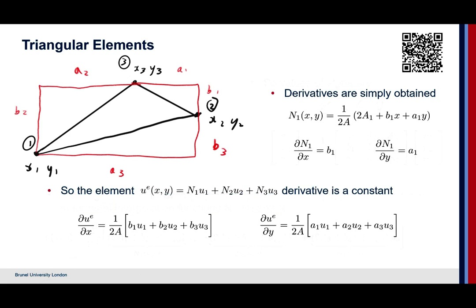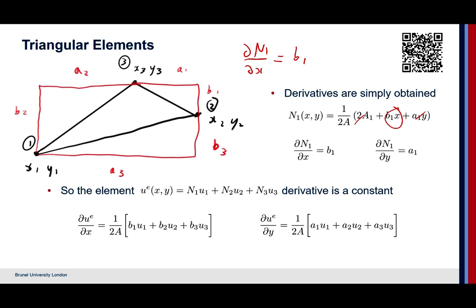So once we've done that, we then have our expression, say, for n1, and then we can start to define things like these partial derivatives. So what's nice, and this is called the constant strain triangle, because the derivatives of this function are constant. So if we take the derivative, for example, of n1 here, so dn1 by dx, you can see the only x dependence is here. So basically all of these become zero, and the only thing left is b1, for example. So the derivative in x and y are both constants.